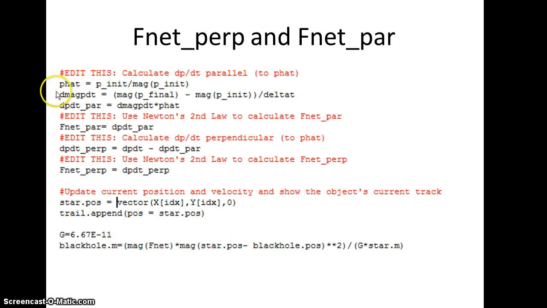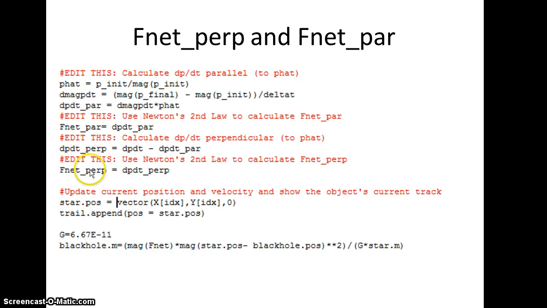The direction of the momentum is defined as p hat. P hat is found by dividing the initial momentum by the magnitude of the initial momentum. The magnitude of dp dt is found by subtracting the magnitude of p initial from the magnitude of p final, then dividing everything by the change in time. dp dt parallel is equal to the change in magnitude times p hat, the unit vector. The parallel net force is equal to the parallel change in the momentum.